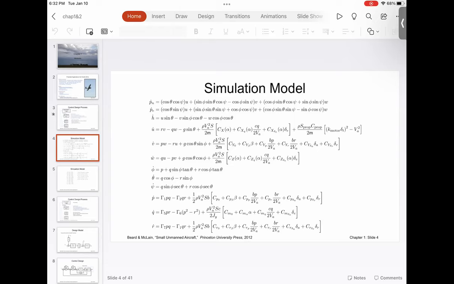In the second set of equations, you will realize there are some gyroscopic cross terms, and there is something called rho v square S divided by 2. Rho v square divided by 2 is called dynamic pressure. So what is dynamic pressure? I just want to give you a very practical understanding of dynamic pressure. This is a thought experiment. Don't do it.